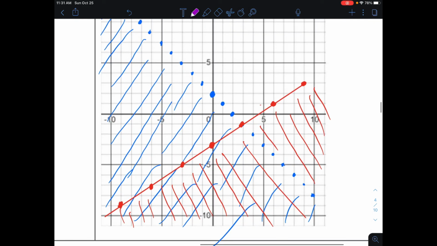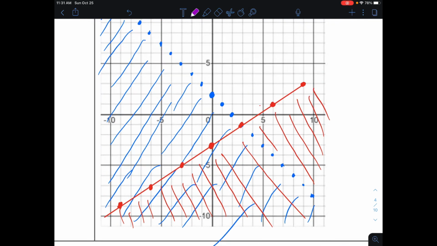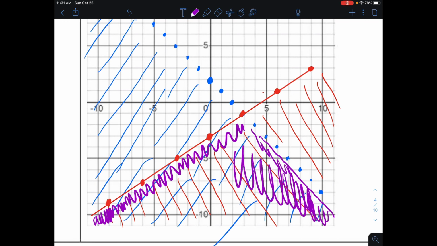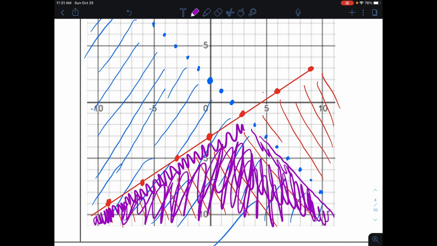So our solutions are going to be the common shaded areas. So let me go ahead, I'm going to do purple for what is colored by both areas. So what is colored here by both regions. So all of this. Now we have to look and say, all right, well, what about the actual lines themselves?